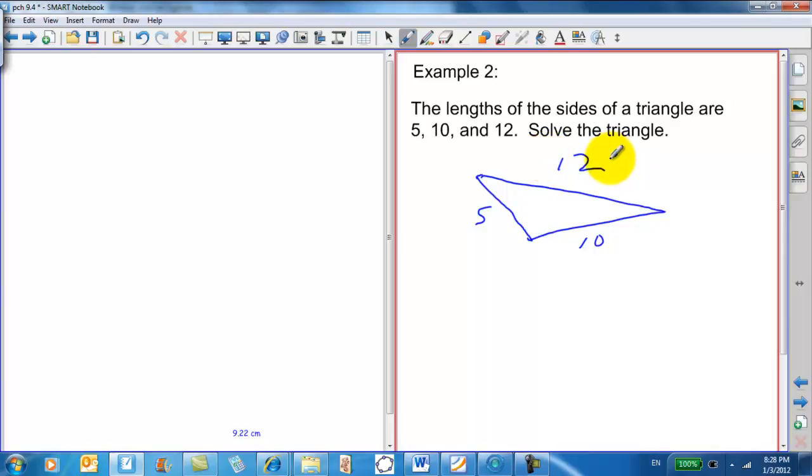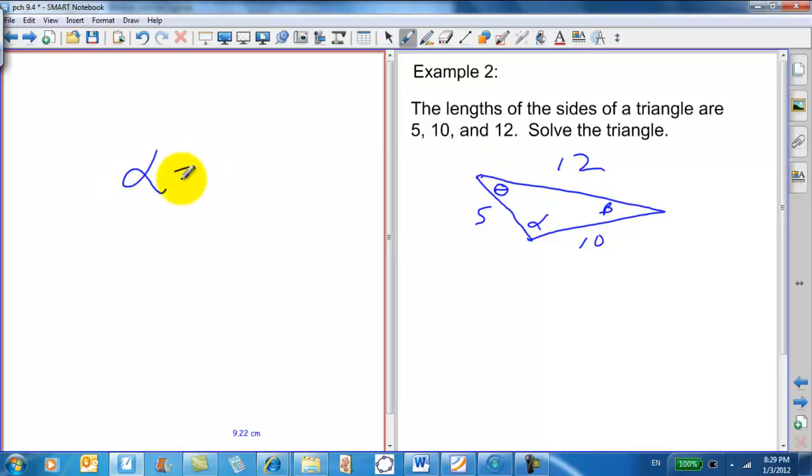When you're solving right triangles, you can just assume you've got one 90 and the other two are acute angles. But in this case, we could have an obtuse angle in here. And if we were going to have an obtuse angle, it would be here, opposite the 12. So let's call these angles alpha, beta, and theta. Just to play with our Greek letters here.